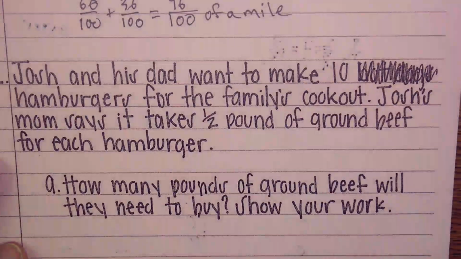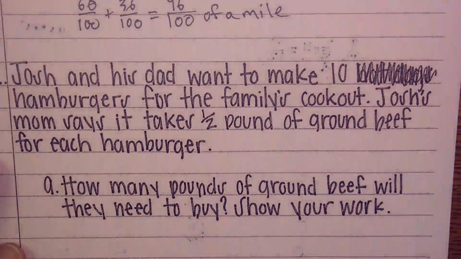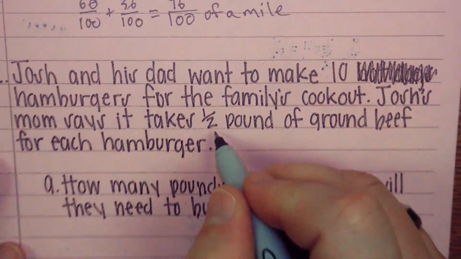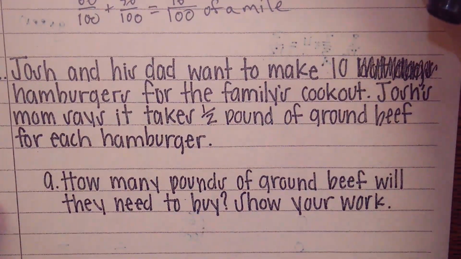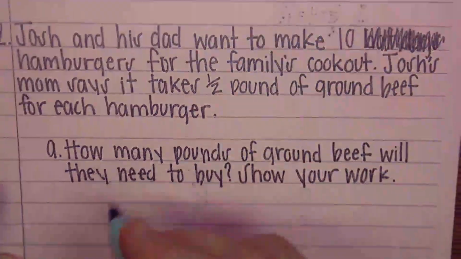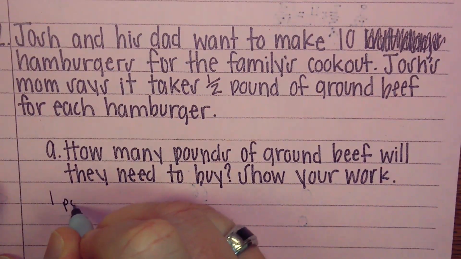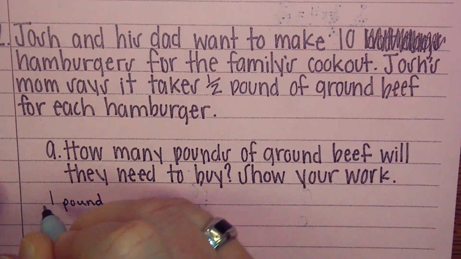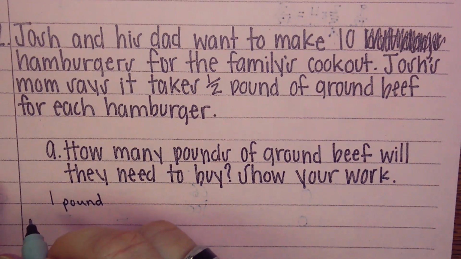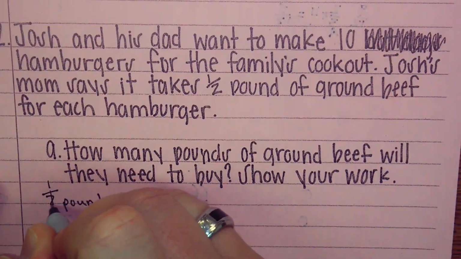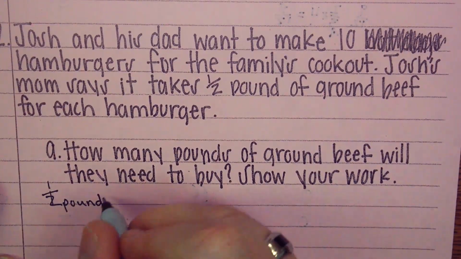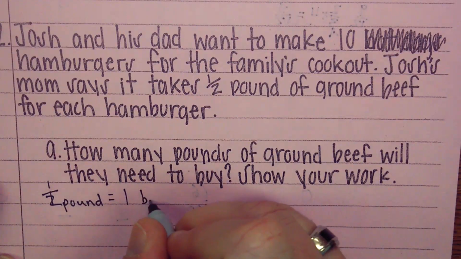Josh and his dad want to make 10 hamburgers for their family cookout. Josh's mom says it takes 1/2 pound of ground beef for each hamburger. So how many pounds are they going to need to buy? Well, 1 pound. Let's see. Oh, sorry. We're going to say 1/2 of a pound is 1 burger.